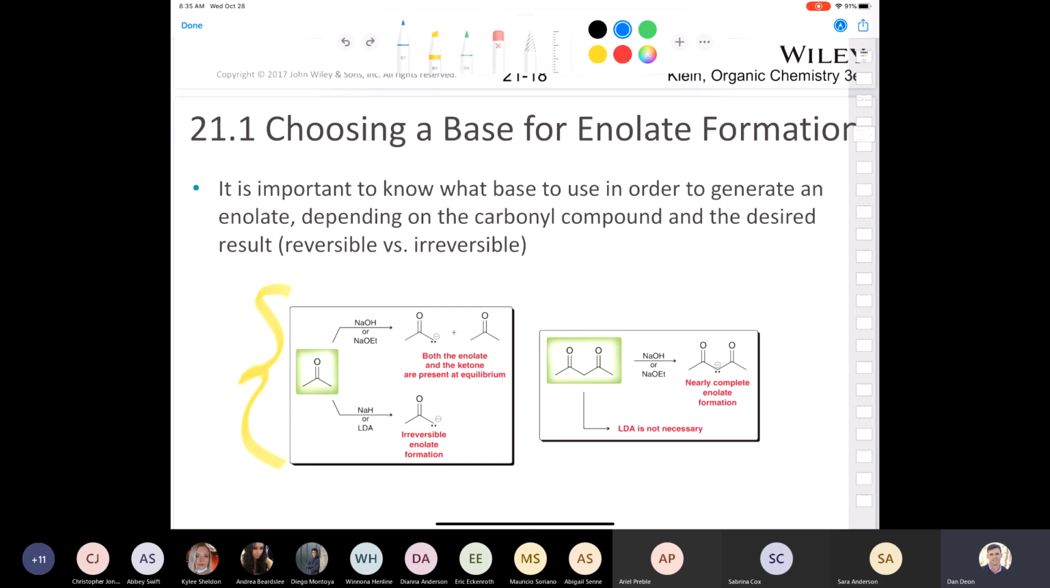If you want to deprotonate that ketone or aldehyde completely, well, in that case, you would choose either sodium hydride or lithium diisopropyl amide, LDA. Again, that's irreversible. And if you have a 1,3-dicarbonyl, you just need to use an alkoxide or a hydroxide base, and you're going to get almost complete deprotonation. And so LDA or sodium hydride, not necessary there, okay?